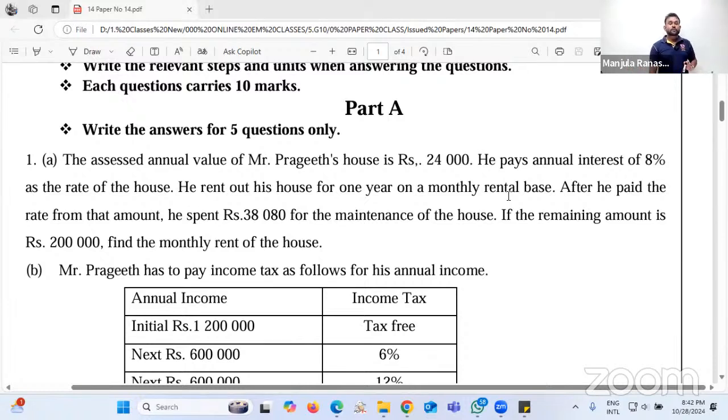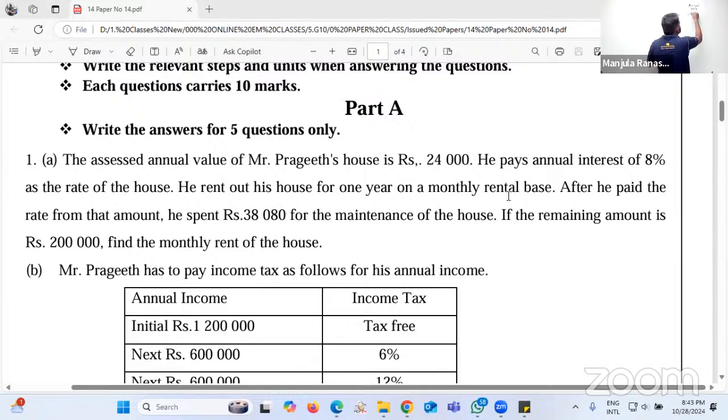The assessed annual value of Prageet's house is rupees 24,000. He pays annual interest at 8% as the rate. So he has one expenditure, that is the annual rate for the property. Then you can calculate the annual rate first. Then he rented his house for 1 year on a monthly rental basis, and after he paid the rate from the amount, he spent 38,080 for the maintenance works.